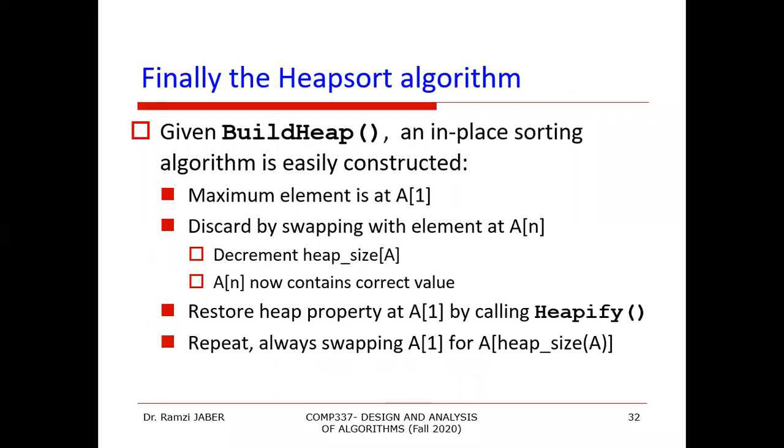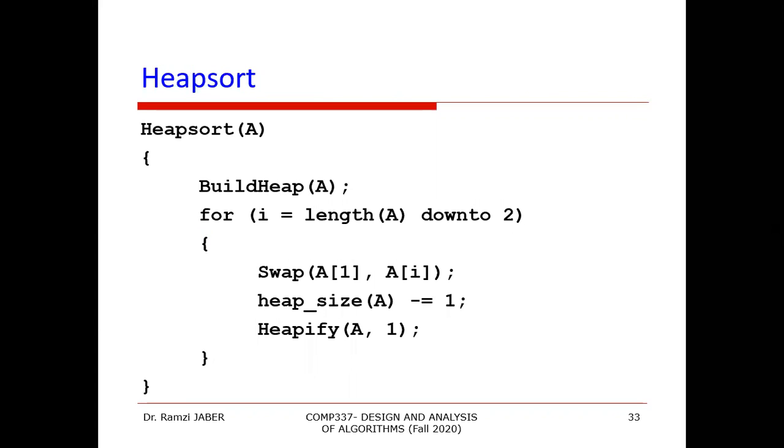So, finally, the Heapsort algorithm. Given build heap, an in-place sorting algorithm is easily constructed. The maximum element is at the root node, A1. Discard it by swapping it with the element at An, and decrement the heap size by 1. An now contains the correct value. So, restore the heap property at A1 by calling heapify, and repeat the swap. Okay.